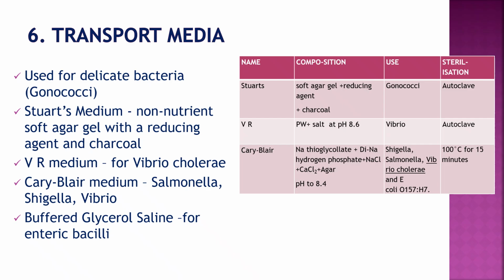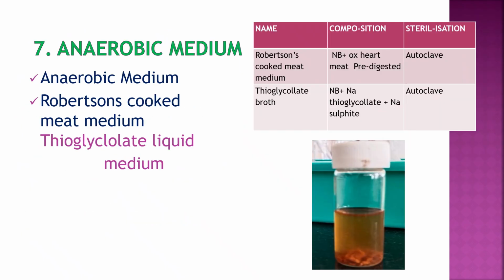Some delicate bacteria need transport media, so there is Stuart's medium, or Venkatraman Ramakrishna medium for Vibrio, and Cary Blair medium for Salmonella, Shigella, Vibrio, etc. Anaerobic medium: the bacteria which do not grow in the presence of oxygen need media that provide deficiency of oxygen, and they are called anaerobic media. They are Robertson cooked meat medium and thioglycolate broth.